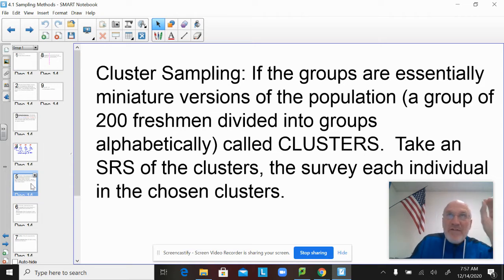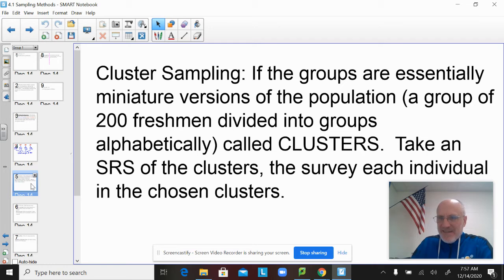So you have to be able to recognize, given a situation, whether it's stratified random sampling or cluster sampling. You have to be given a population and understand which type of sampling might be better depending on how the groups are structured. So again, stratified random sampling versus cluster sampling.